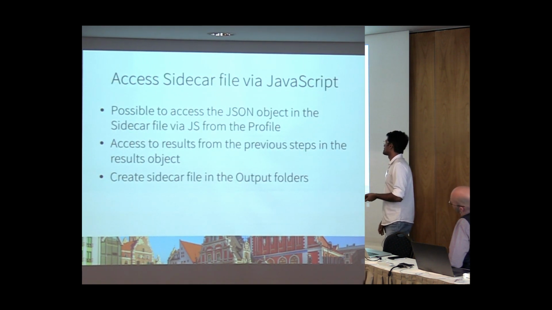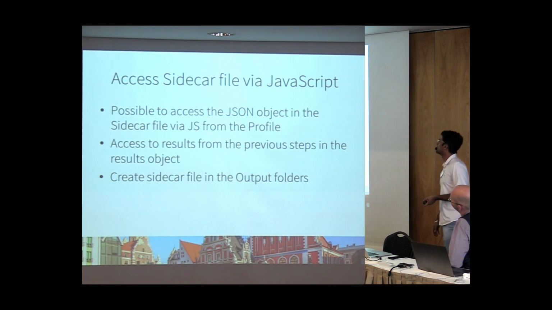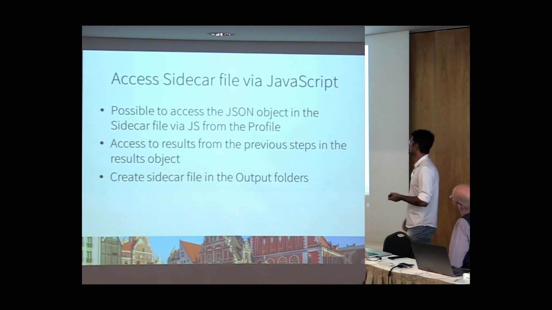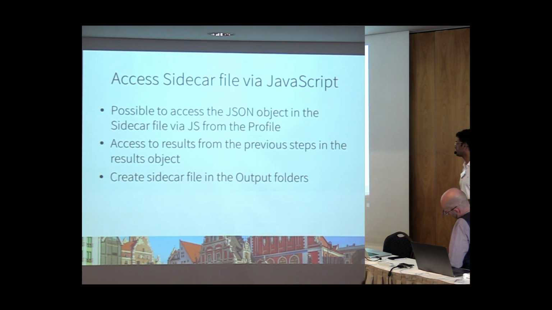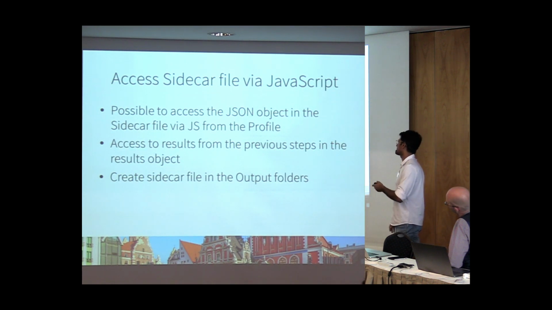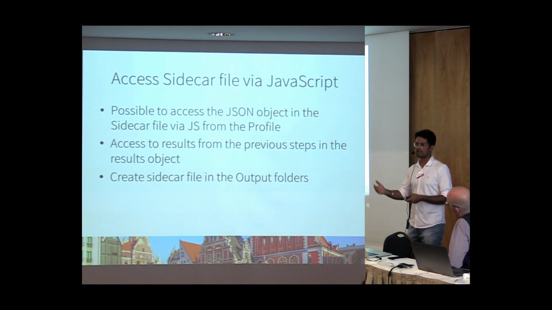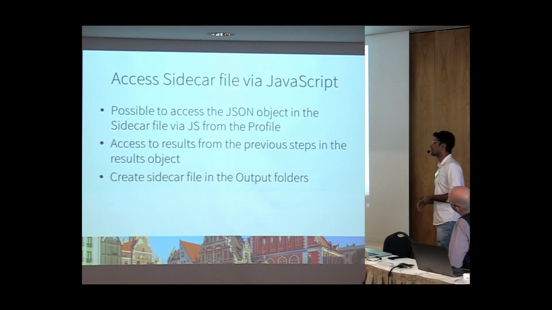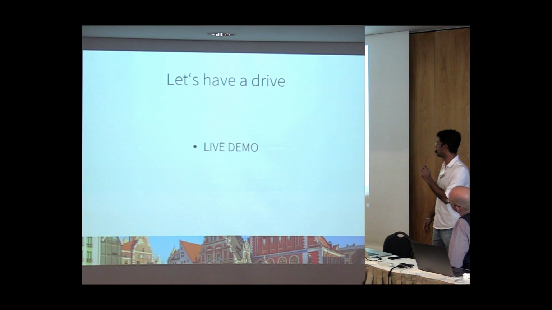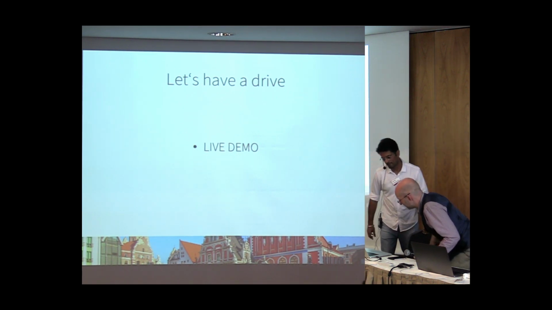You can access the sidecar file via JavaScript. As Mark already mentioned, it is possible to access the JSON object in the sidecar file via JavaScript from the profile. So it's a bit more technical, but you can play around with that. You can access results from the previous step of the result object. So what I showed, the result object has job name and other parameters. You can access that result from the previous step. And you can create a sidecar file in the output folder. So success folder, info folder, you can create your own sidecar file if it doesn't exist there. I will show that in my live demo.